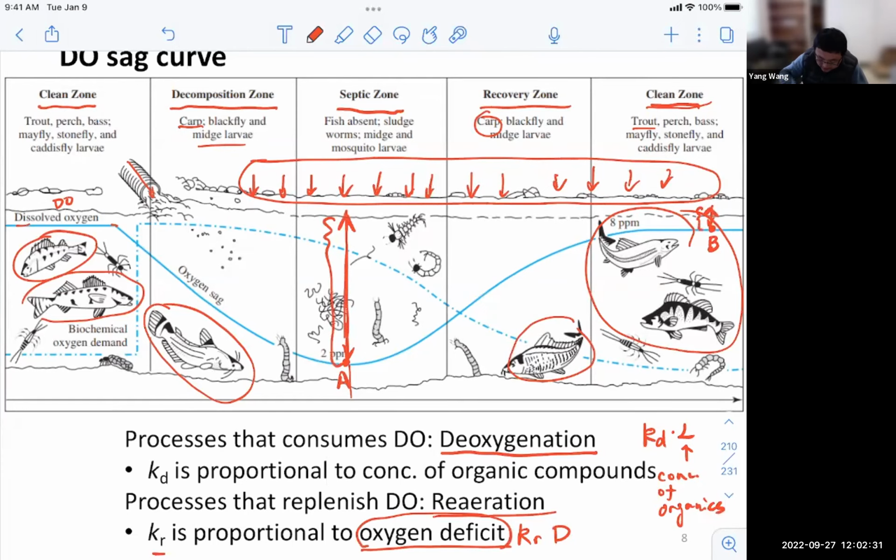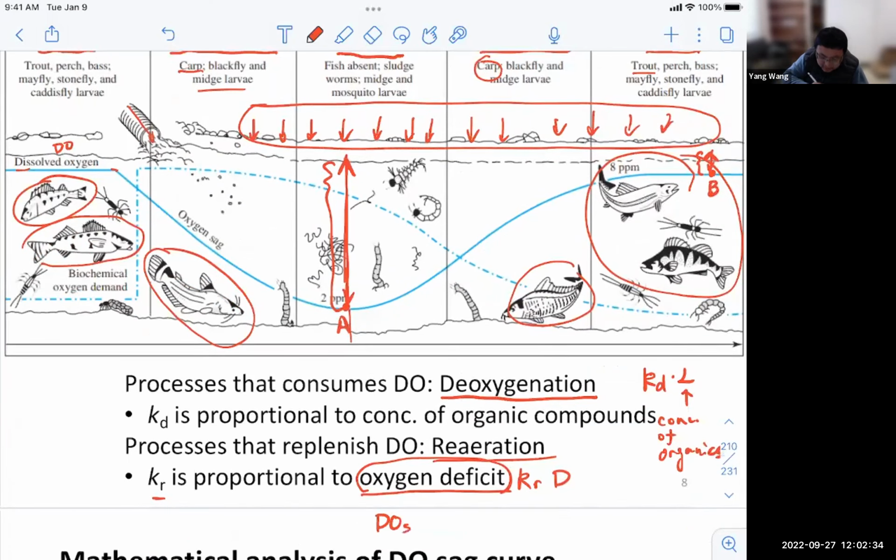The oxygen deficit can be calculated by the saturation dissolved oxygen concentration minus the actual dissolved oxygen concentration. As we said, the saturation level is just 8 to 8.5 milligram per liter. Let's say we choose 8 milligram per liter. If you measure 2 milligram per liter here, then the oxygen deficit D at this A location is just 8 minus 2, which is 6 milligram per liter. Okay, so this is the oxygen deficit.